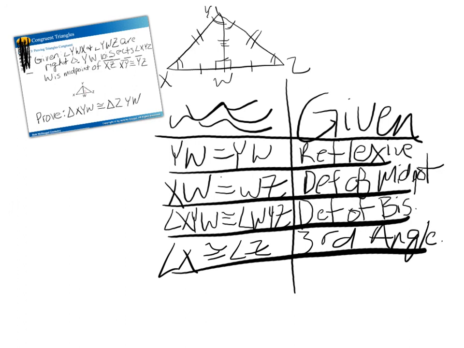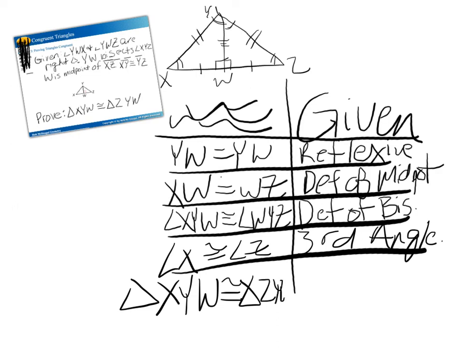Alright, and now I can finally say triangle XYW is congruent to ZYW. And that's the definition of congruent triangles.